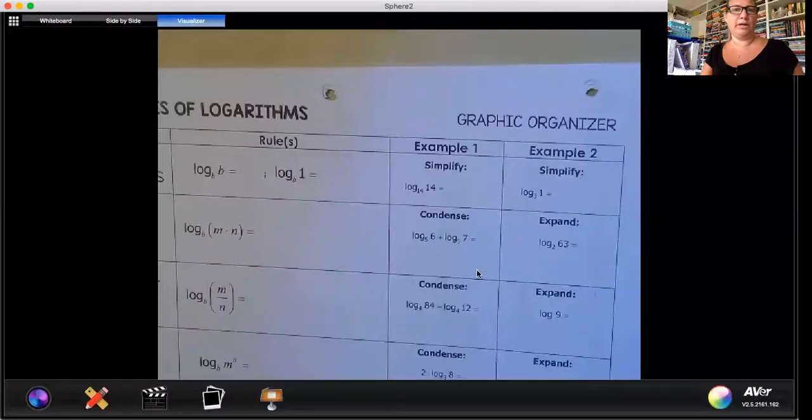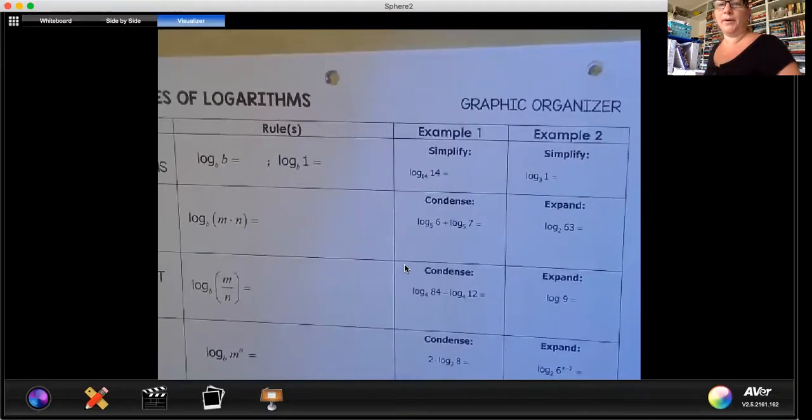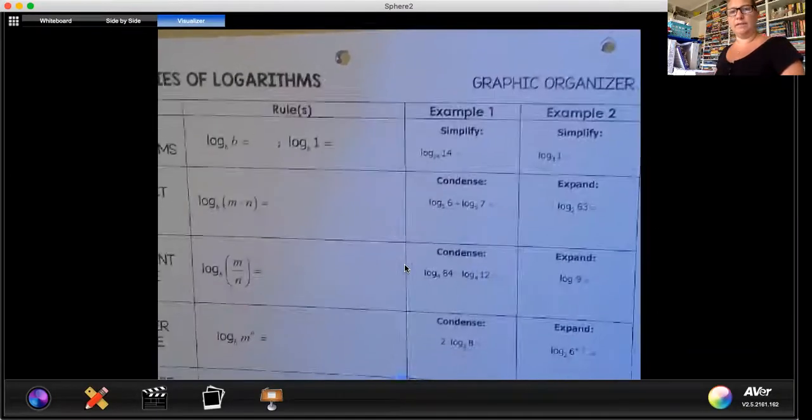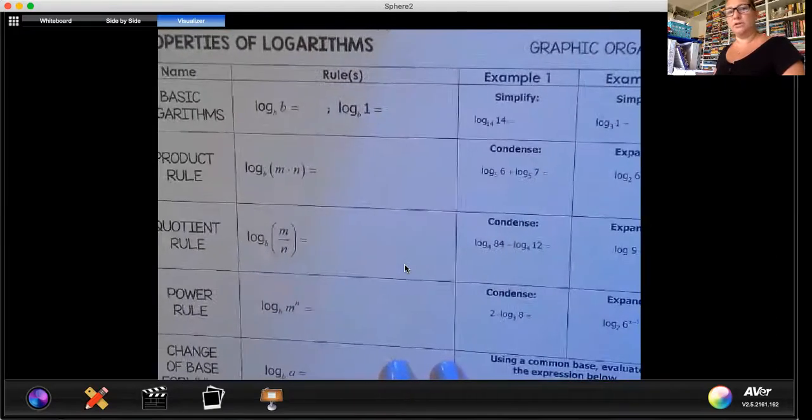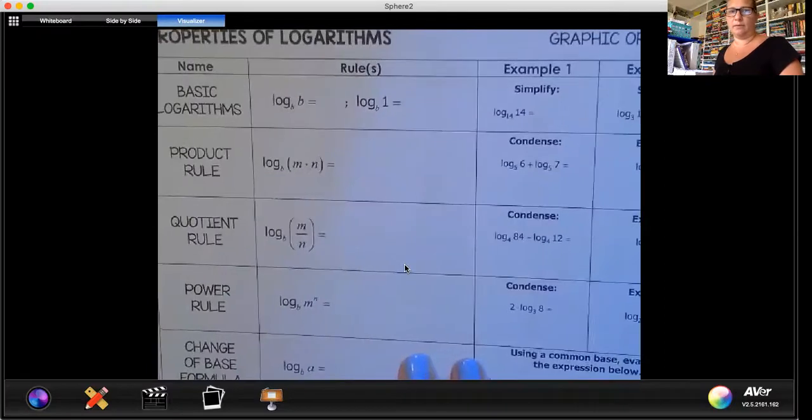Hey guys, today we're going to talk about properties of logarithms. Now, this is an extremely important section because a lot of what you're getting ready to do with solving equations with logs is going to be based on your properties. So, we're going to start with the graphic organizer to kind of put everything in one place. Then, we're going to use this graphic organizer to practice and solve some problems.